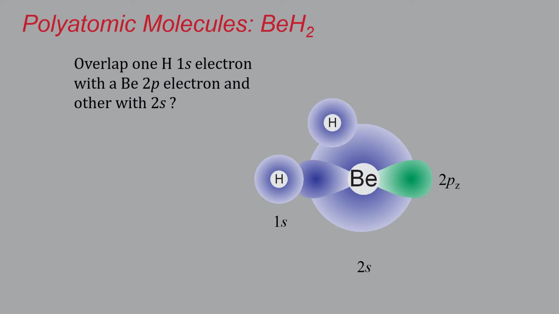The other one I could put pretty much anywhere. I could put it there, I could put it there, I could put it there. So this would be hydrogen 1s, beryllium 2s overlap.